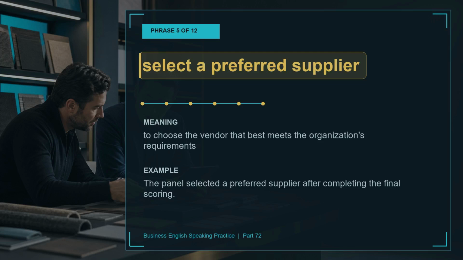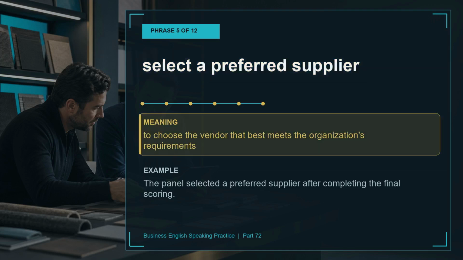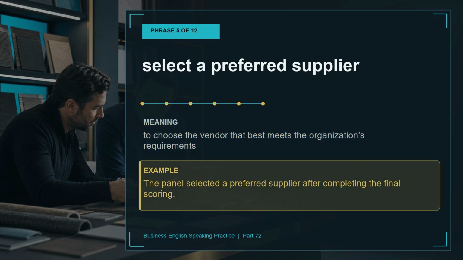Phrase 5. Select a preferred supplier. Meaning, to choose the vendor that best meets the organization's requirements. Example, the panel selected a preferred supplier after completing the final scoring.